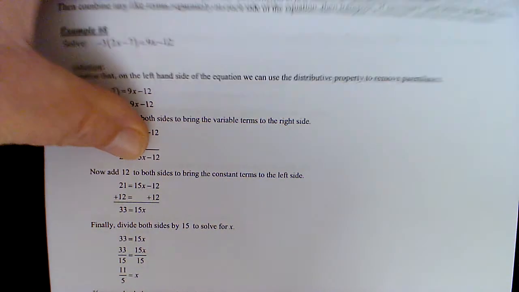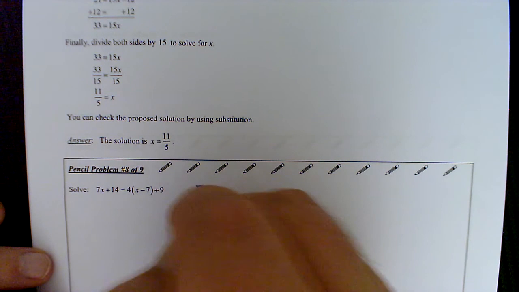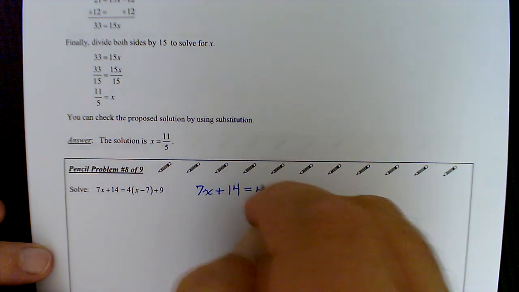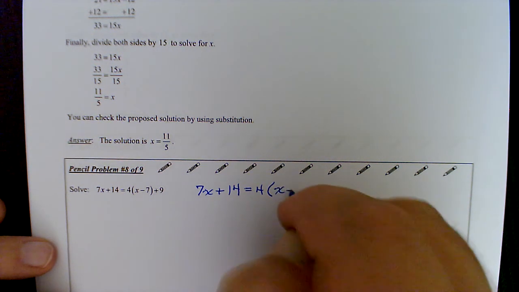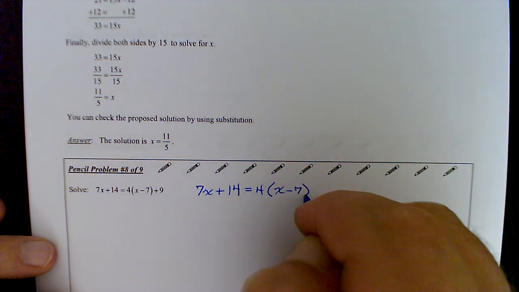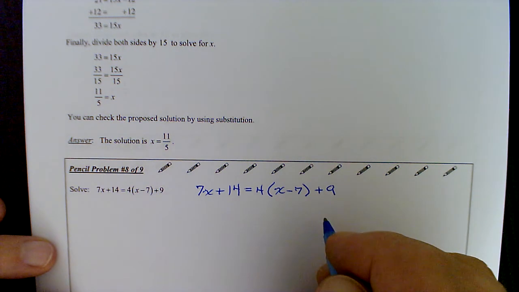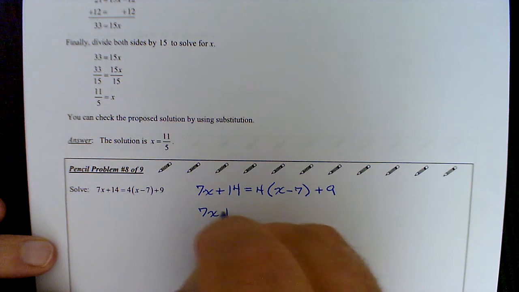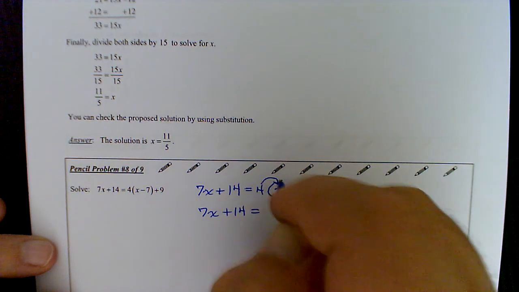We'll jump to the pencil problem. Again, I'll recopy. 7x plus 14 equals 4 times the quantity, in parentheses, x minus 7, and then plus 9. So on the left-hand side, there's nothing to do. We'll just recopy 7x plus 14. But on the right, the 4 gets distributed.